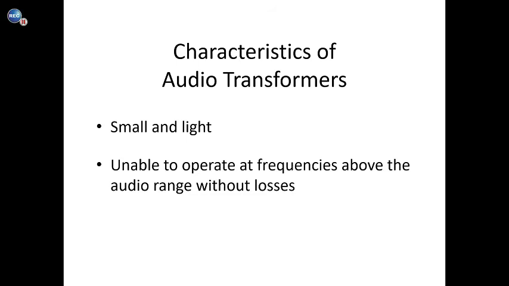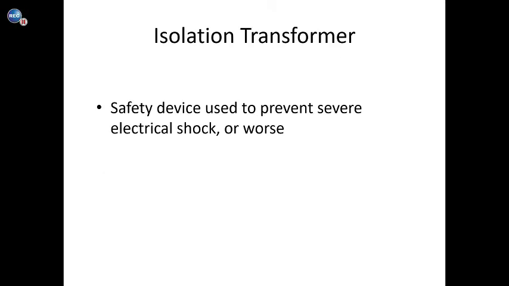We also have audio transformers for things like stereos. They're smaller, they're lighter, they're unable to operate at frequencies above the audio range without losses, so we're still limited by the frequencies that we can apply to these. Isolation transformers, they're a safety device used only to prevent severe electrical shock or worse. They are used to keep two separate circuits electrically separate from one another, but the circuits are linked still by magnetic field, so voltage spikes in the primary do not bleed through into the secondary.